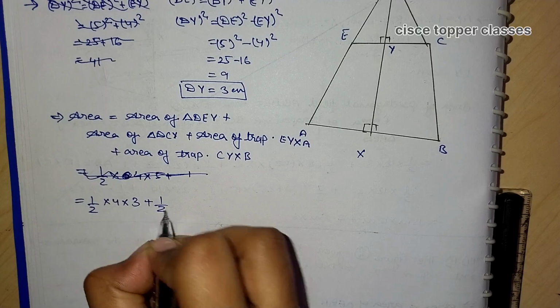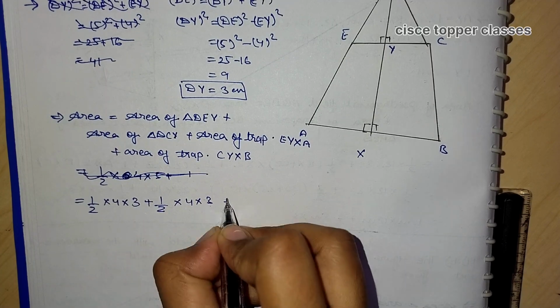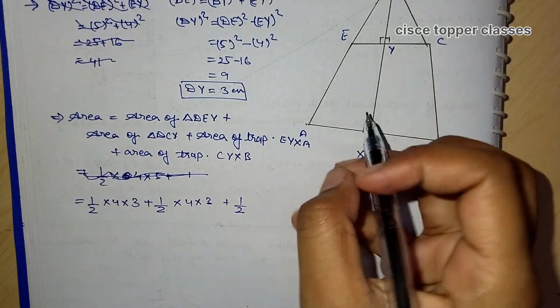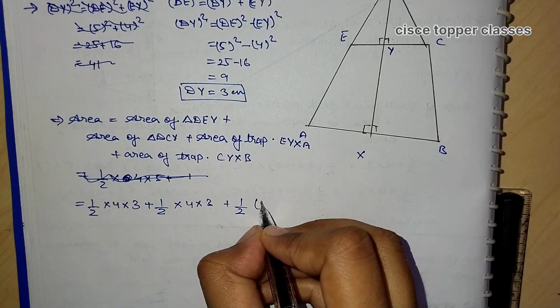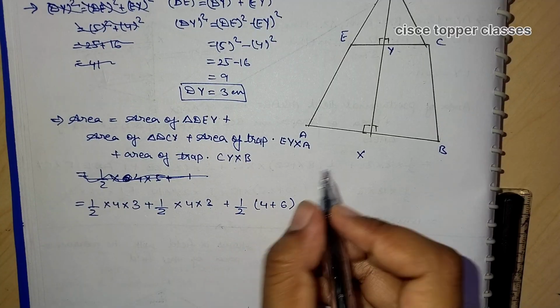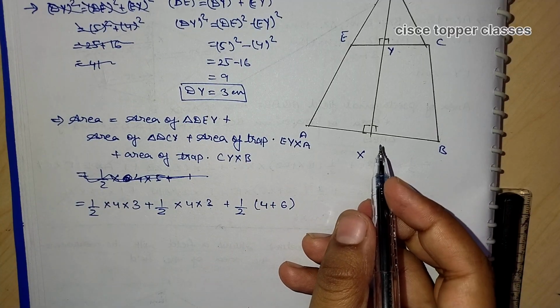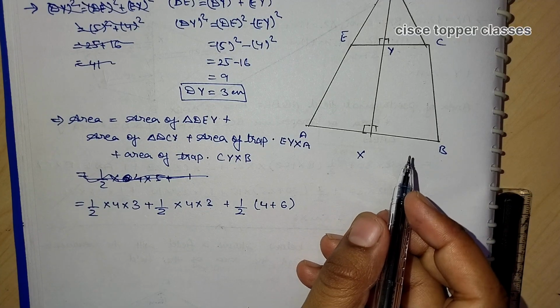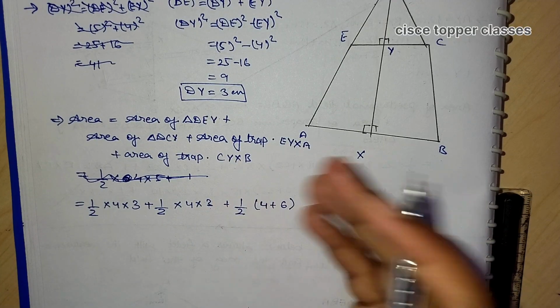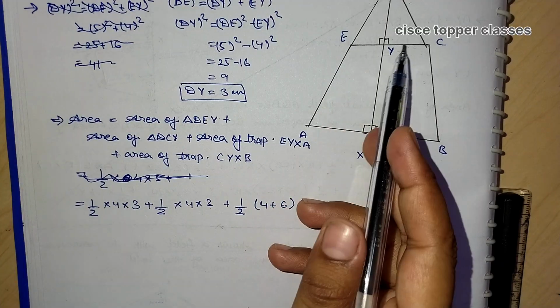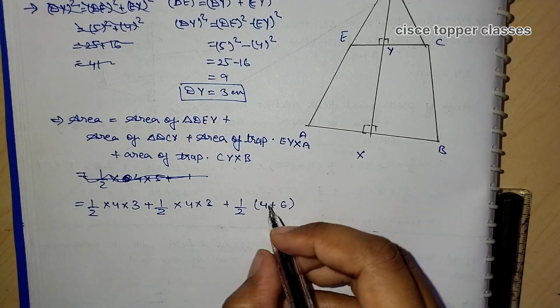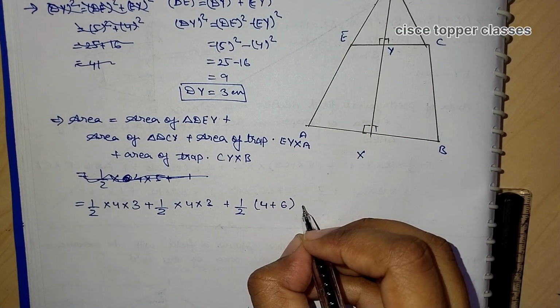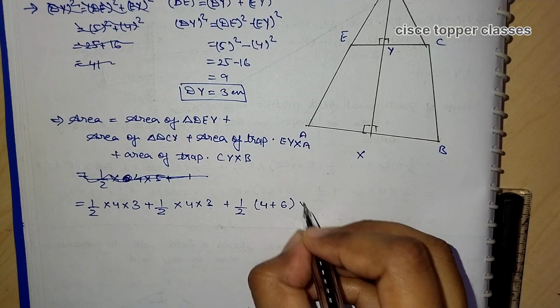Then again 1 by 2 into 4 into 3, plus 1 by 2. In this we will have the parallel sides as 4 centimeter plus 6 centimeter, because this will be 6 centimeter, AX and BX, or we can write half by half also. So if we take this pentagon EYAX, so 4 plus 6 into the height.